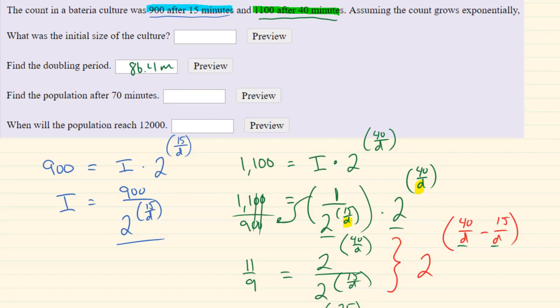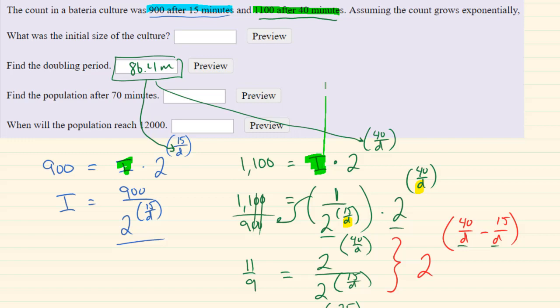To determine the rest of the calculations, for example, what was the initial size, we're going to take this 86.4 and we're going to substitute that in for d, either into the blue equation or into the green equation. Either one, doesn't matter. And you should get a calculation for the value of I, which will be your initial value, which you can then substitute here. So once you have these two pieces of information, you can easily figure out when will the population reach 70 minutes and when will the population reach 12,000.